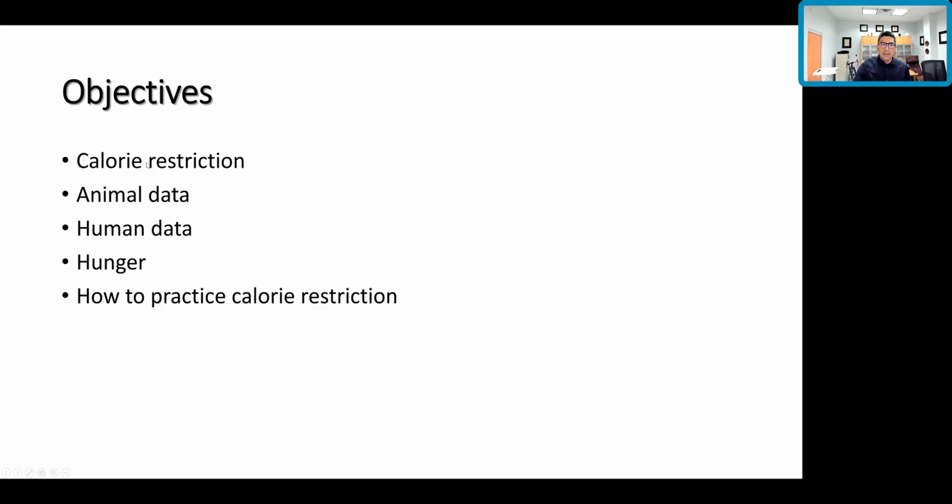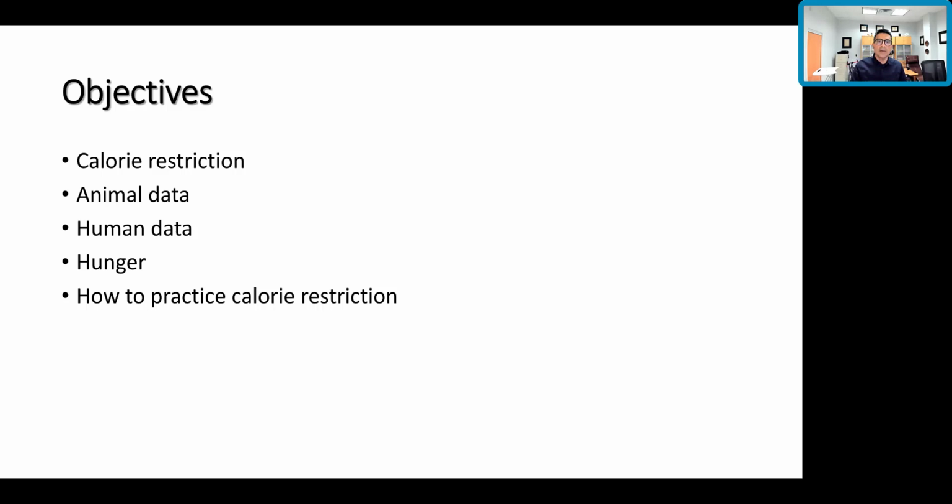So my objectives are to define what calorie restriction is, go through how we know it is helpful for us based on animal studies, based on human data. We're going to define the biology of hunger. I mean, how do you control hunger? What are the factors that make us hungry? And then finally, any presentation I give, I want to make it practical for you. I want to make it so that you are able to practice calorie restriction by methods and techniques that I'm going to explain to you about.